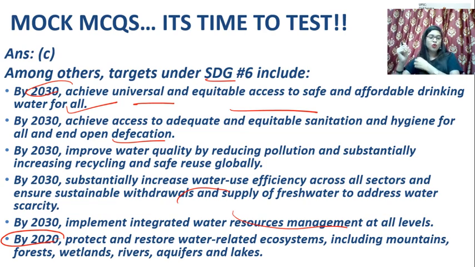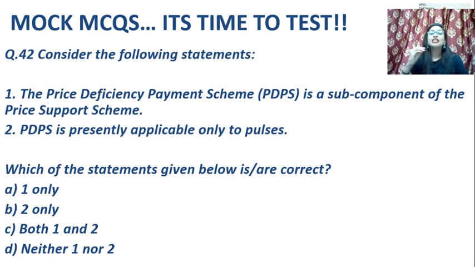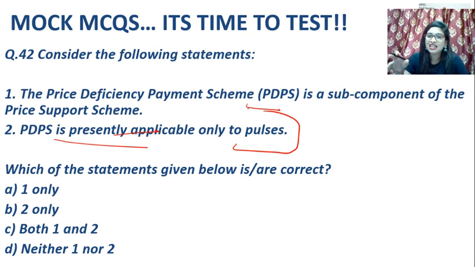So guys, yes, moving on to the next question. Consider the following statements. Option number 1 tells your PDPS, that is Price Deficiency Payment Scheme, is a sub-component of your price support scheme. Second one tells you PDPS is presently applicable only to pulses. See, I think in the previous set of questions which we discussed, I have discussed a similar question with reference to your PDPS, that is Price Deficiency Payment Scheme.